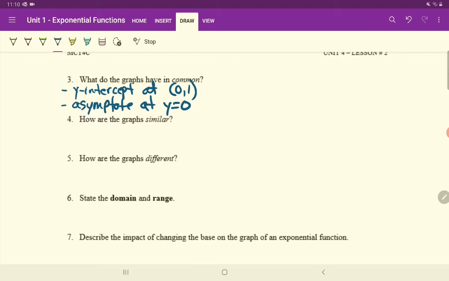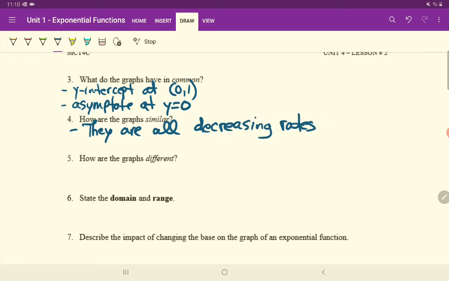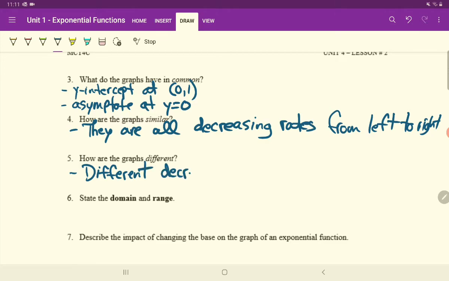And then the other thing that they have that is similar is that they are all decreasing rates from left to right. Okay, so they're all decreasing rates from left to right. How are the graphs different? Well, they have different decreasing rates. Some are more steep than the others. Different decreasing rates.